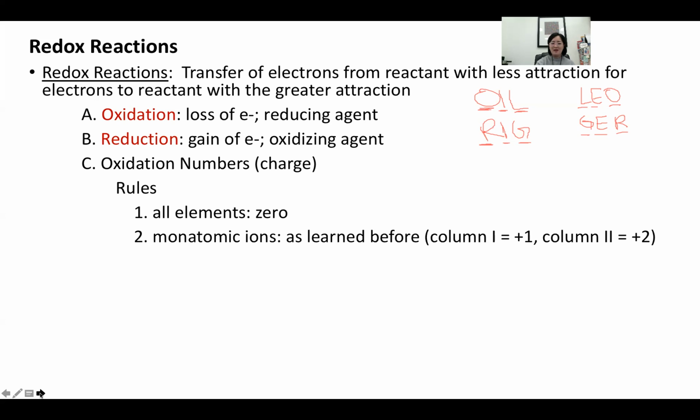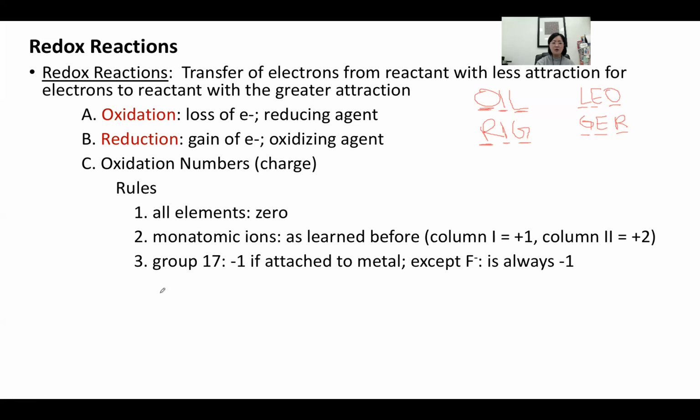For the monatomic ions, the ions that we've learned before, you want to know that column 1 is always +1 and column 2 is +2. Group 17, your halogens, have a -1 oxidation number if attached to a metal. So if you have chlorine bonded to nitrogen, like NCl3, we can't guarantee that the chlorine has a -1 charge because it's not bonded to a metal. The exception to this rule is fluoride. Fluoride we know is always -1.